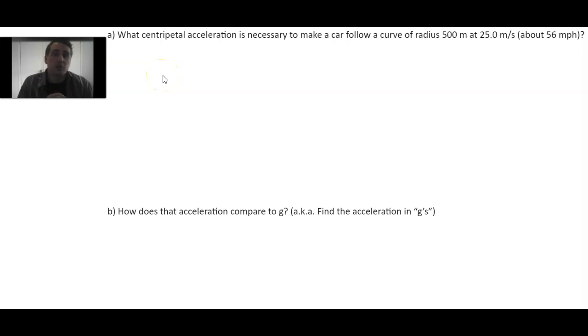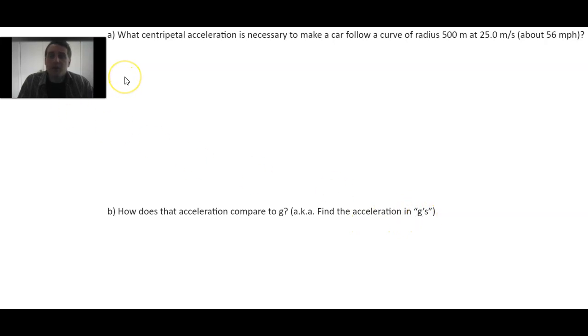I would like to perform a problem that pertains to a problem I posed in a previous lecture video about centripetal acceleration for a calculus-based Physics 1 class. So let's take a look. What centripetal acceleration is necessary to make a car follow a curve of radius 500 meters at 25.0 meters per second? That's about 56 miles per hour. B, how does that acceleration compare to g? In other words, find the acceleration in g's.